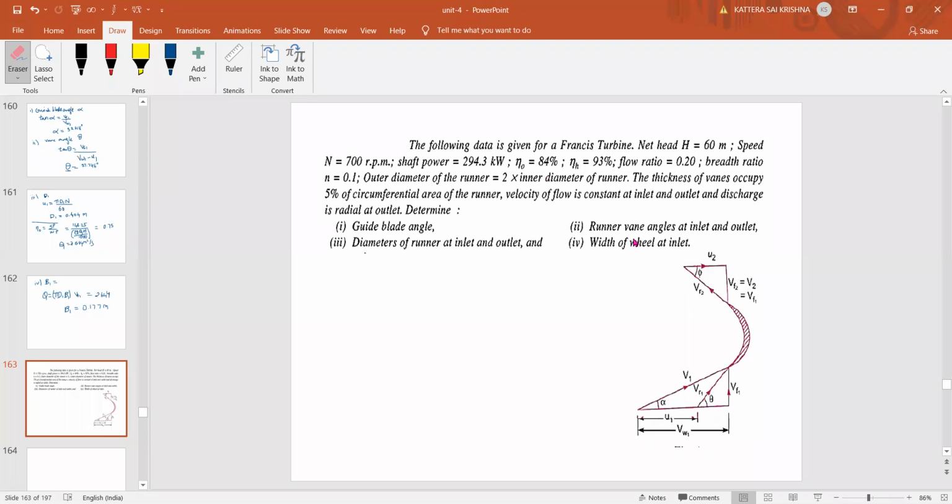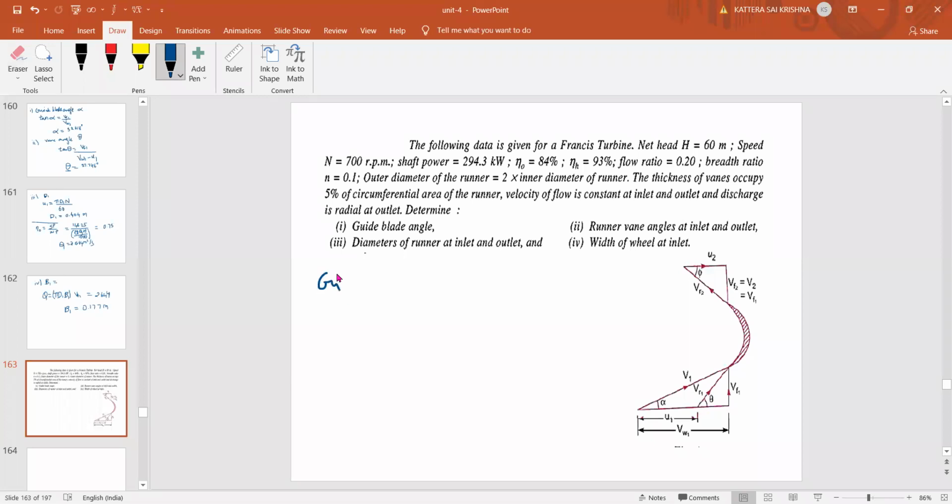If you get a Francis turbine, it is very easy. A common diagram will be there always. No change will be there. Only the data given will be changed. Instead of giving some, he will give some other thing. That is the change. That's all. Okay, so we'll start with the given data first.